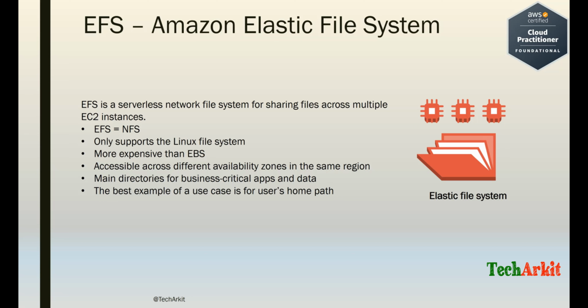So this is basically a shared folder across multiple instances, where you can host things. The best example is hosting the home directories. You don't need to create multiple EBS volumes to store the data; you can export this EFS file system to multiple instances and store the user home data. So that's the usage of this one: main directories for business critical apps and data. The best example use case is the users' home path. That is the use case where we can use this Elastic File System.